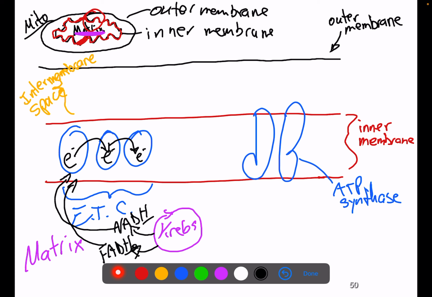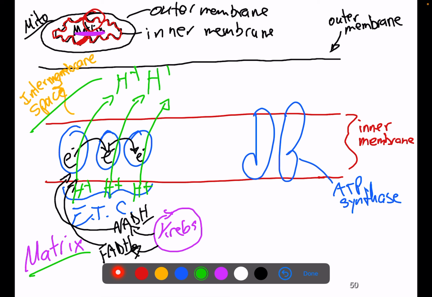And as the electrons are moving through redox, hydrogen ions are going to be moved or translocated from the matrix into the intermembrane space. So now we've got a whole bunch of hydrogens in here. Now it's acidic in the intermembrane space. And the idea is that those hydrogens will then fall back down to the matrix from high concentration to low. And they're using the ATP synthase as a facilitated transporter.